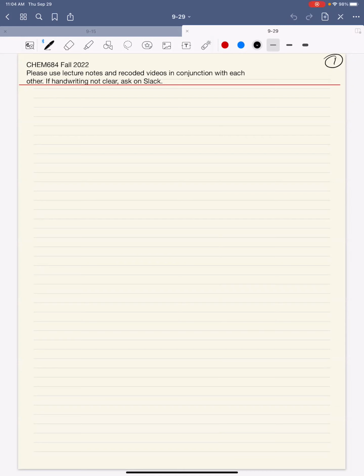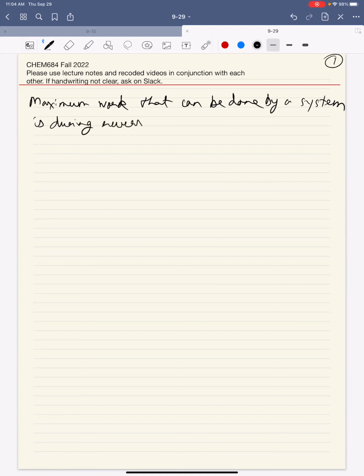So, okay, last time, the last thing we did before the midterm was to say that the maximum work that can be done by a system is during reversible change. Okay, remember how we proved this?